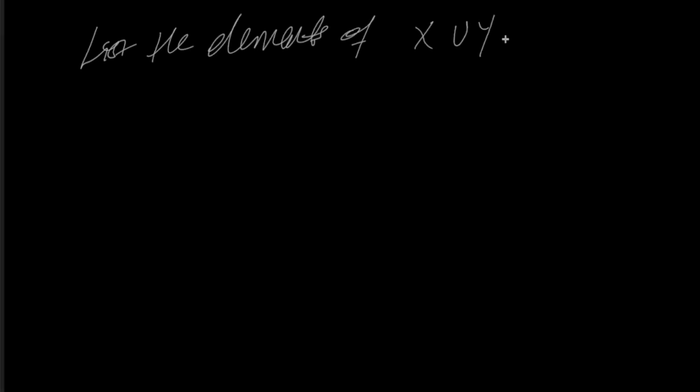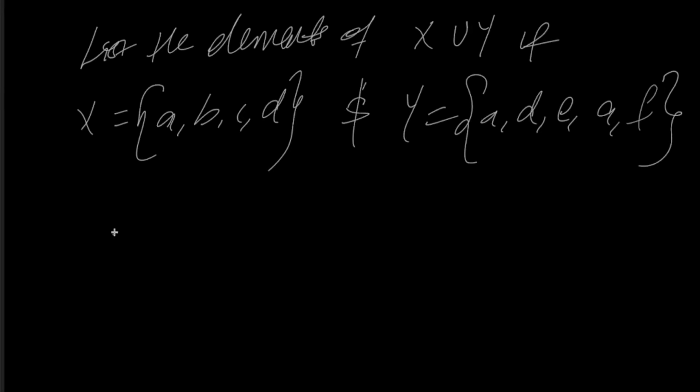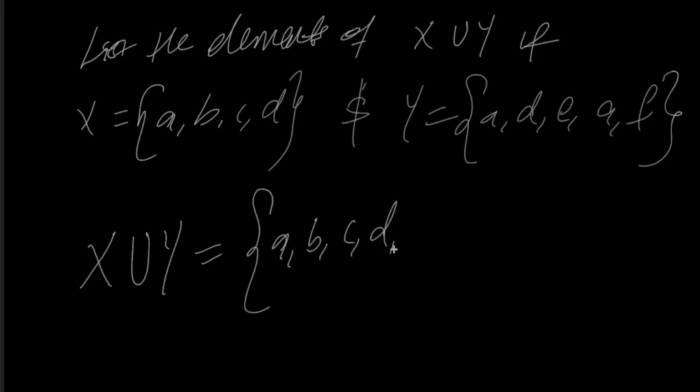I may ask you, for instance, to list the elements of S union Y, if S is equal to A, B, C, D and Y is equal to A, D, E, A, F. You agree with me that for S union Y, we pick all the elements here first: A, B, C, D. Then we come here: A is already here, D is already here, E is not here, we put E, A is already here, F is not here, we put F. There shouldn't be any repetition. That's the meaning of union of two sets.